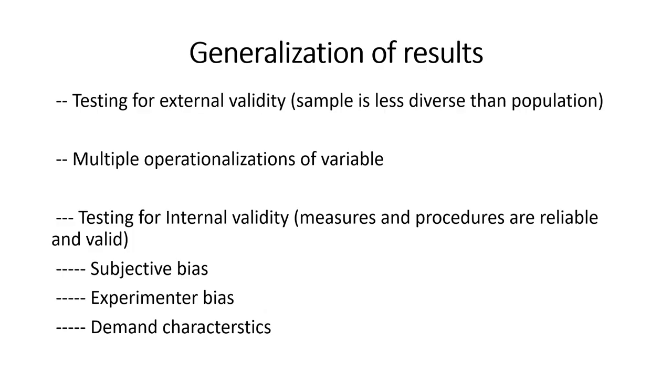Now, generalization of results suffers from problems in testing of external validity. The sample is less diverse than the population. Let us say that I have a population of only young people in my driving experiment, and I found that changes in feedback lead to better performance, but this is only for younger people.